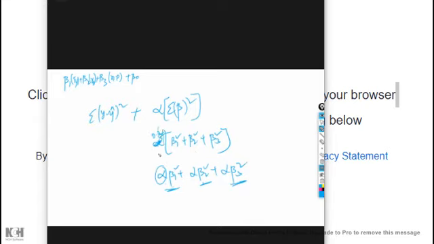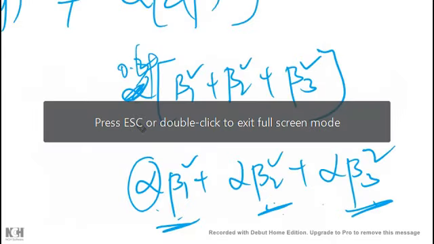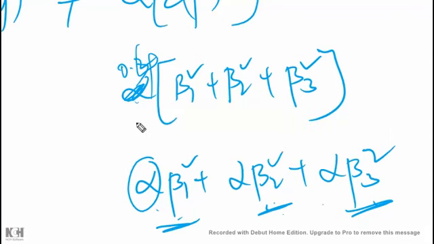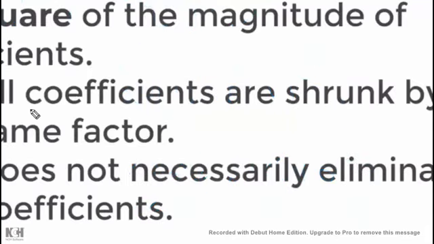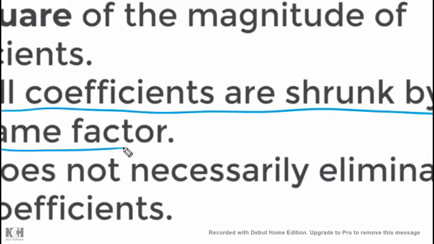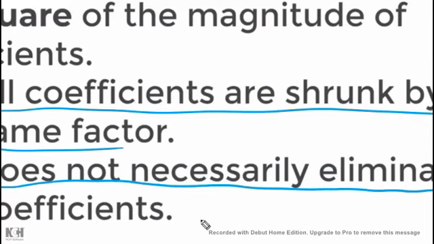With 0.4, everything becomes 0.41. Everything should shrink by the same factor. One slope you can't decrease by this much, and another slope you can't decrease in another way. Here, all the coefficients should be shrunk by the same factor, right? And it doesn't necessarily eliminate the coefficients.